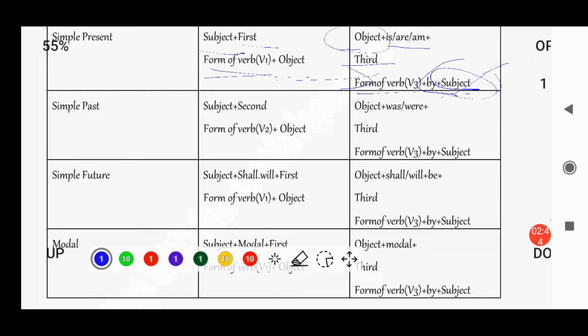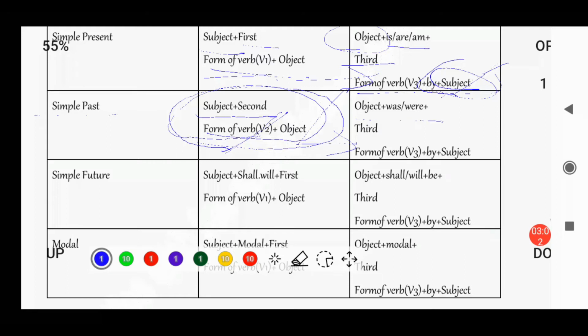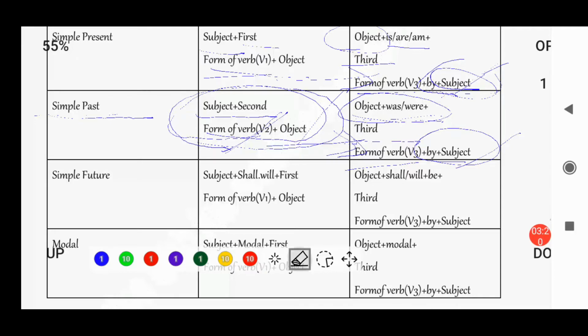The next formula is for conversion of the simple past tense. It is clear: subject, then we use the second form of the verb in the simple past tense. In the active form, the second form of the verb is written in the sentence, then the object is written. While converting it from active to passive voice, the object comes at the starting of the sentence, then we write was, then the third form of the verb, and then by plus subject is written at the end of the sentence. This is the key formula for converting a simple past tense from active to passive voice.